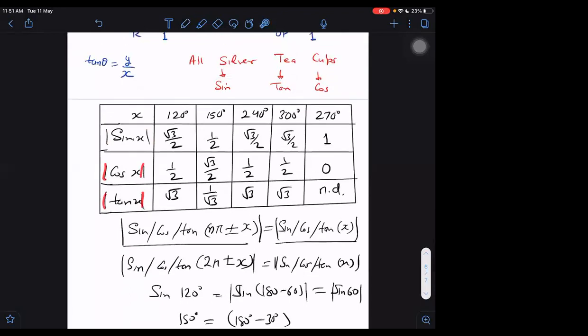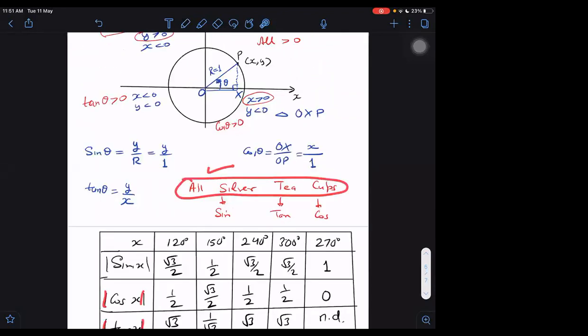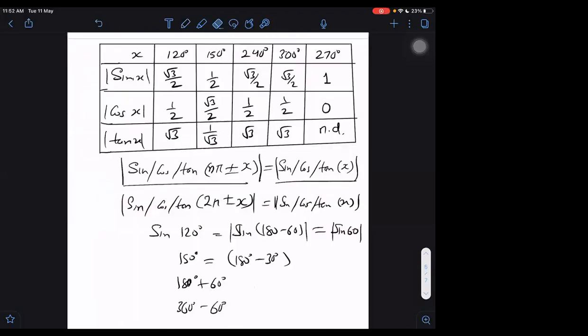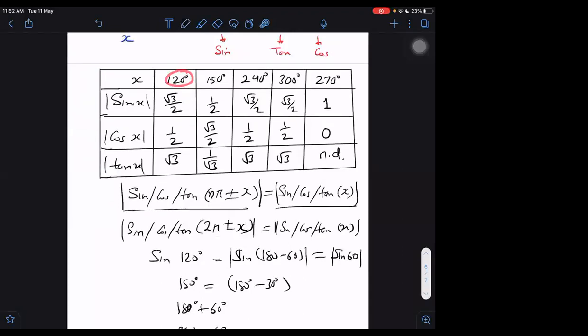Now comes the role of the quadrants. This will tell us what sign we should take. Now let us see, which quadrant does each angle lie in? 120 degrees is in the second quadrant. What is 150 degrees? Second quadrant. What is 240? Third quadrant. And 300? Fourth quadrant.